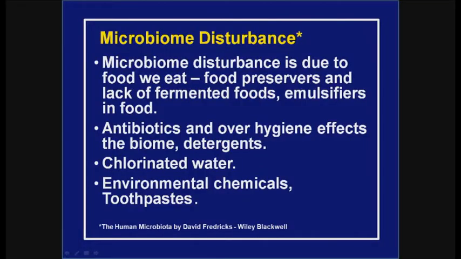The lack of fermented foods: we don't eat as many fermented foods these days, and we used to use fermentation as a way of preserving foods for the winter. We use a lot of emulsifiers in the foods. Antibiotics, not just medicinal, but within animal feed, particularly chickens and things. Over-hygiene effects: detergents, mouthwashes, chlorinated water. The idea of chlorine, of course, hypochlorite, is to destroy microbes. And environmental chemicals and antiseptics and toothpastes.